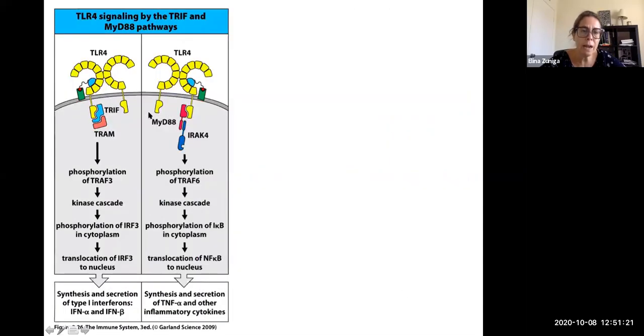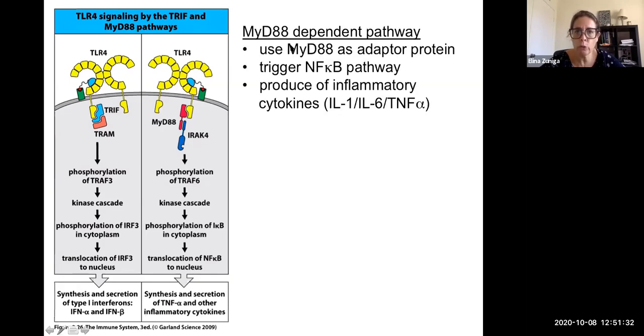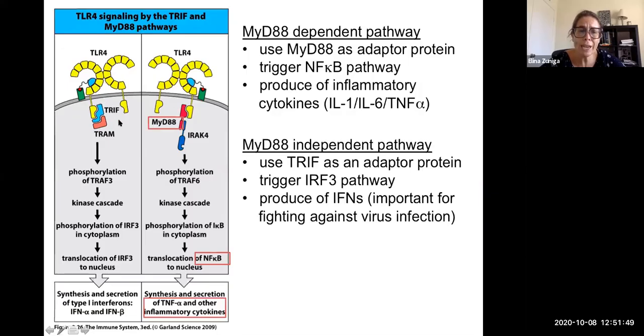As I said, some of the toll-like receptors, including toll-like receptor 4, in addition to using MYD88 as an adapter to trigger NF-kappa B and produce inflammatory cytokines, and we will see some of them, IL-1, IL-6, TNF-alpha, can also use as an adapter TRIF.